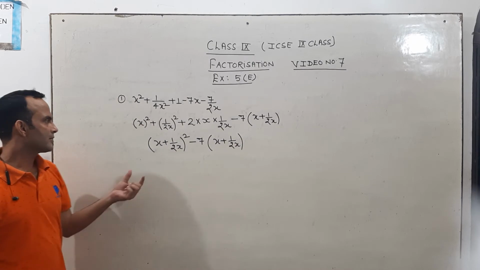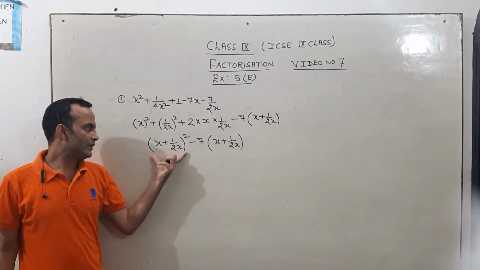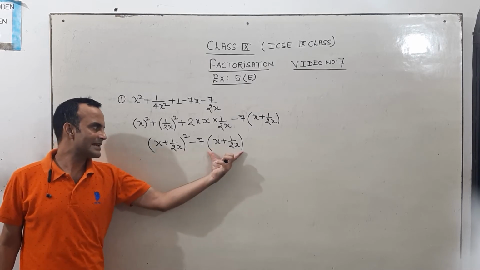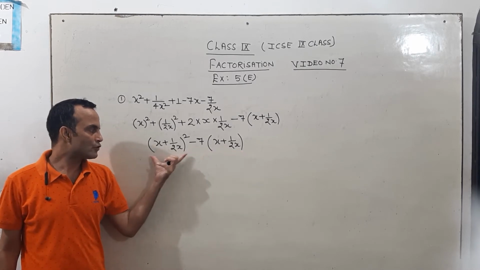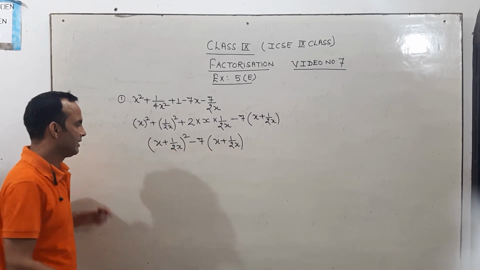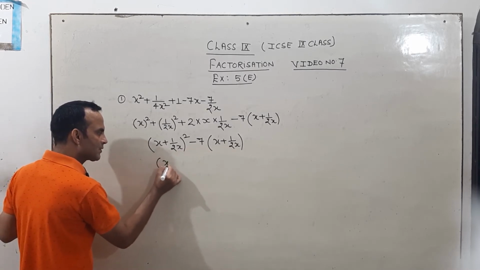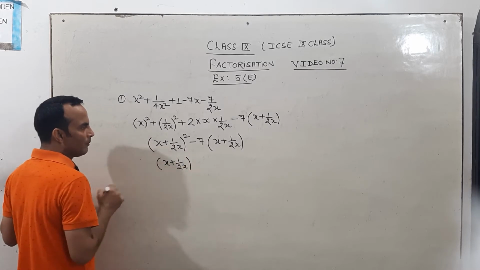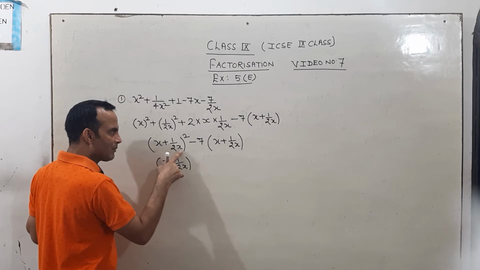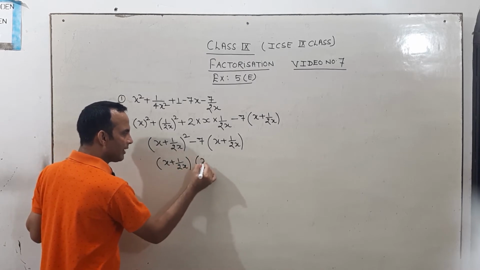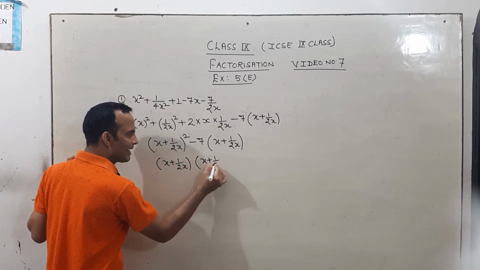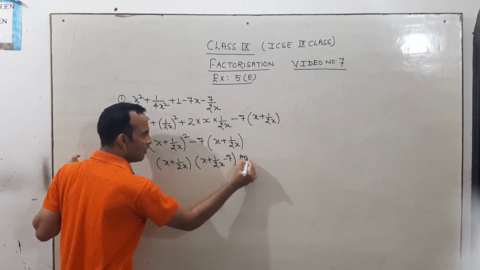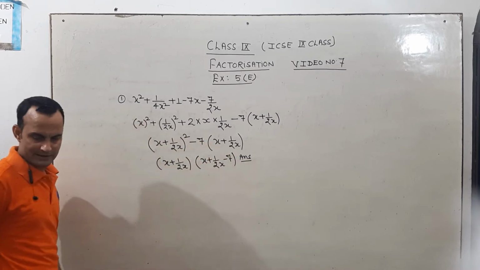Now dear students, see, if this is considered as the first section and this as the second section, then what is common in between both of these sections? You can see x plus 1 upon 2x is common. So if we take x plus 1 upon 2x common, we obtain x plus 1 upon 2x minus 7. So this is the required answer of problem number 1, my dear students.